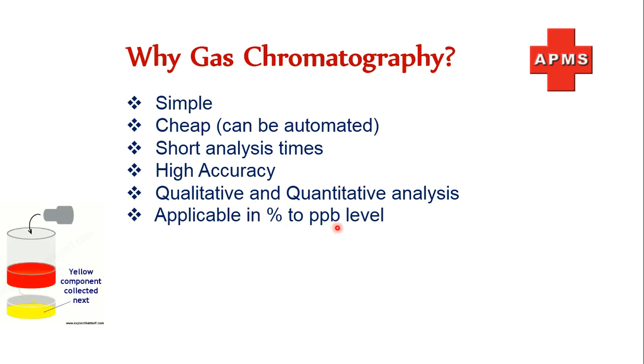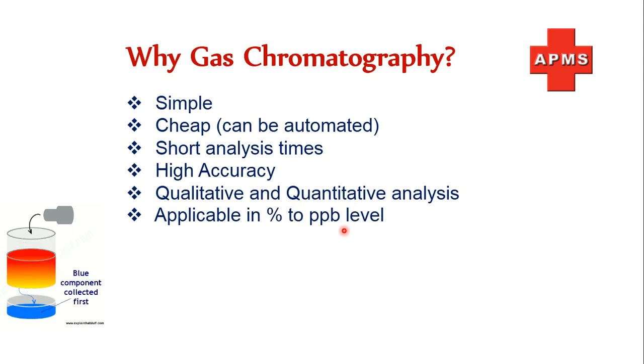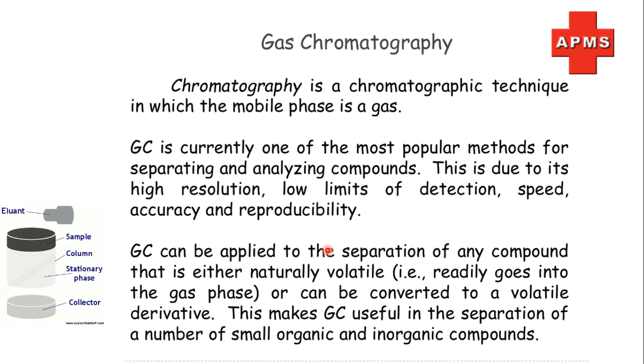Parts per billion means 10 to the power 9 molecules; we can find out one molecule per billion molecules, meaning 10 to the power 9 molecules. So this technique is highly efficient and highly accurate.